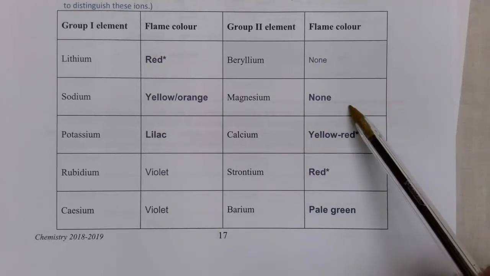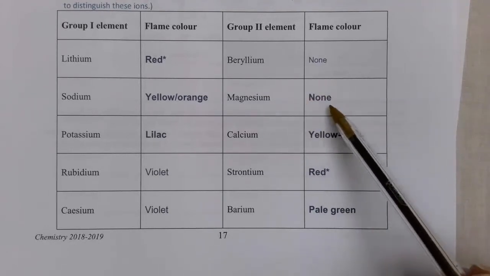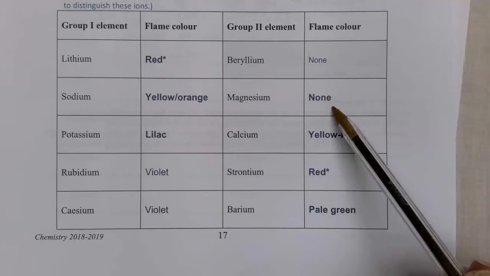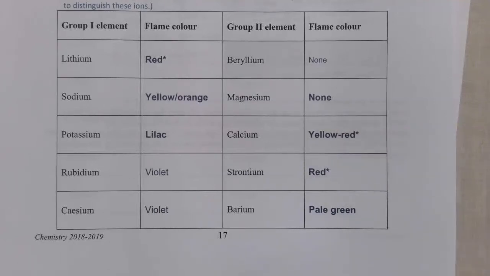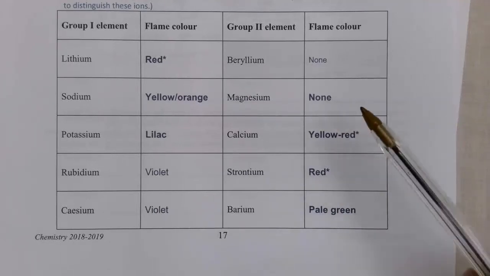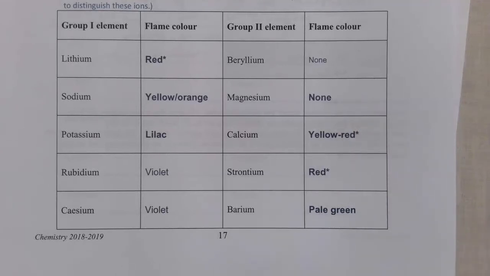The other thing you should notice is that magnesium ions do not give a flame colour. Now do remember we are heating ions, not the elements. So magnesium metal burns with a very bright white light, but magnesium ions do not give a flame colour. And we're going to explain why that is in the next section.